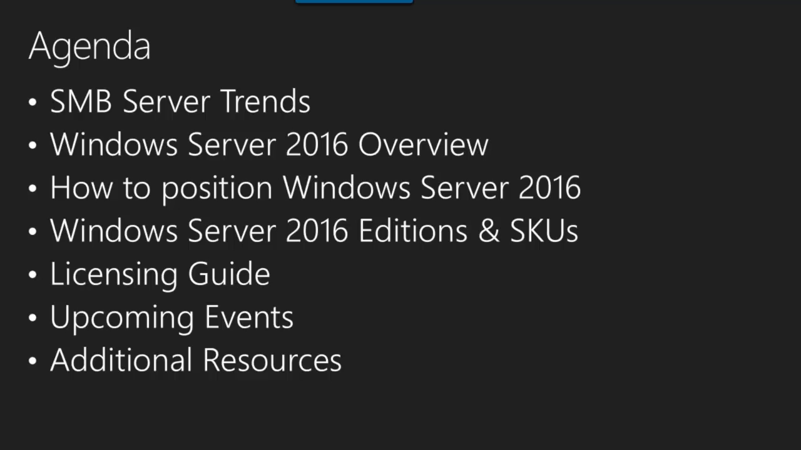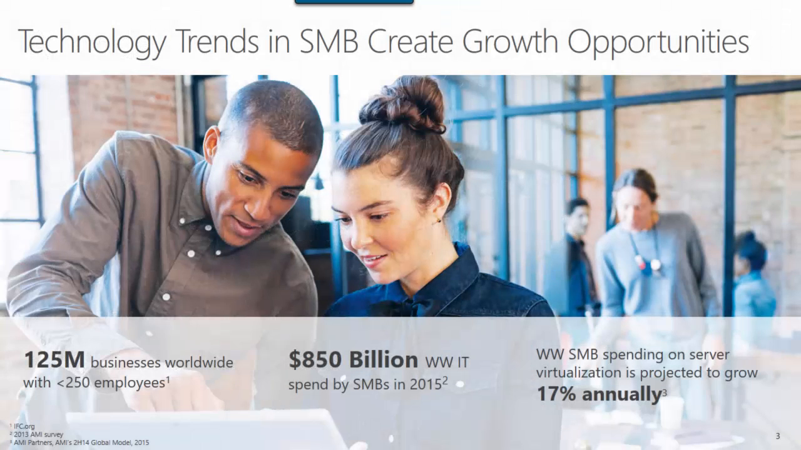So here's the breakdown of what we'll cover. We'll start off with some of the SMB server trends, just so you can get an understanding of what's happening in the market. We'll do an overview of Windows Server 2016. Then we'll talk about how to position Windows Server 2016. We'll talk about the SKUs, the different editions, and then we'll start covering some of the licensing in more detail, and then talk about some of the dates that you should be saving for the upcoming events that we've got. So let's jump in now and take a look at the technology trends.